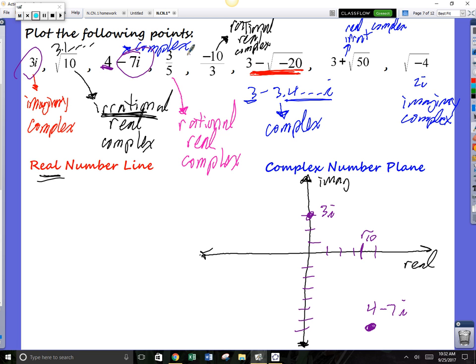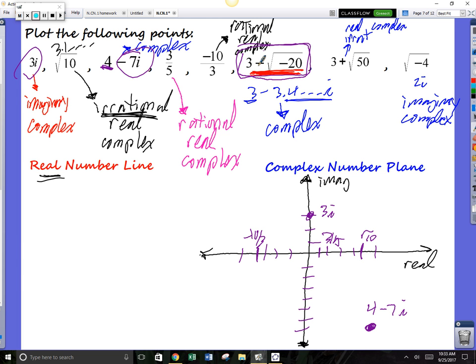Okay, let's skip this. 3/5 and negative 10/3. 3/5 was somewhere between 0 and 1 right there. Negative 10/3 was negative 3 1/3. So like right here is negative 10/3. But let's do this one.